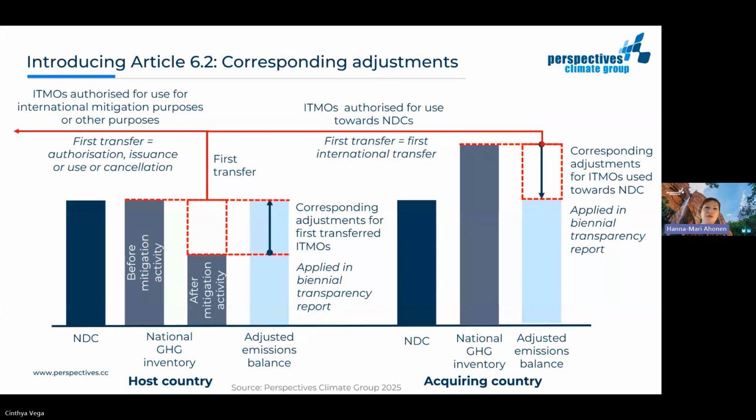So that's an important thing about ITMOs: they represent mitigation that the host country will not count towards its target, and that means they're available for others to count. The buyer of the ITMO can count the mitigation outcomes uniquely.